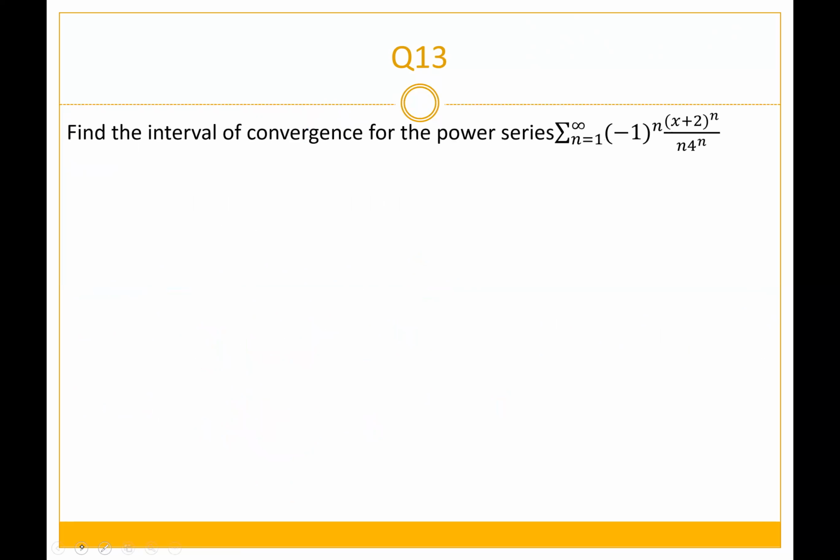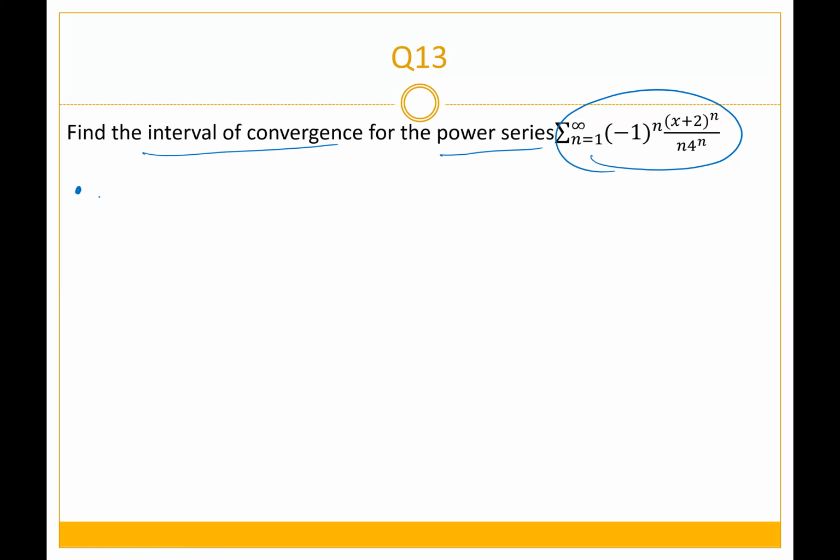Question 13, the ratio test. Find the interval of convergence for this power series. Again, when you have a power series and they ask you to find the interval of convergence, first you start with either the ratio or root test to find the radius of convergence, and you determine if you're going to include the two endpoints of that interval or not.